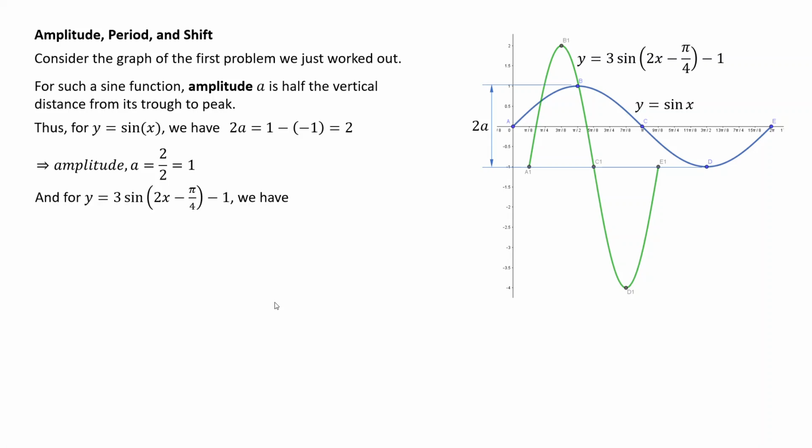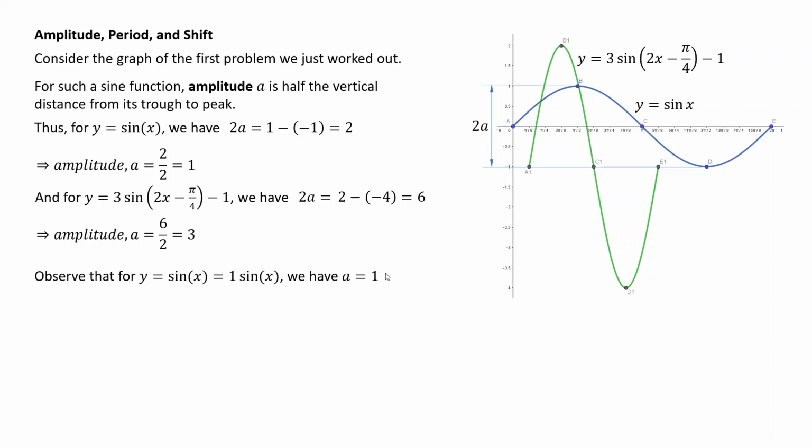What about for y equals 3 times sine of 2x minus pi fourths minus 1? The idea is still the same. The vertical distance from the peak to the trough. At the peak, the y value is 2, and at the trough, the y value is negative 4. So we say 2a equals 2 minus negative 4, and that's going to be 6. And then if 2a is 6, a is 6 over 2, dividing both sides by 2, so a is 3.